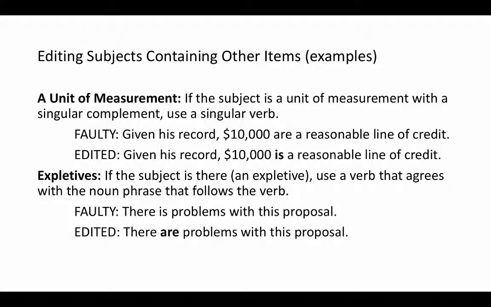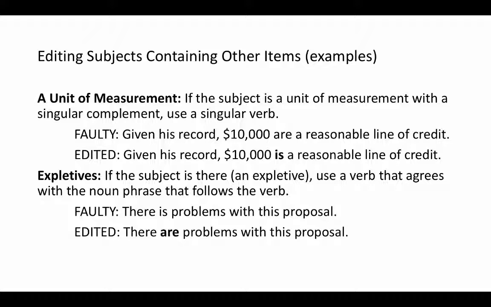Sometimes we're dealing with units of measurement. If the subject is a unit of measurement with a singular complement, use a singular verb. So, given his record, $10,000 are a reasonable line of credit. We need to think of that money, that unit, as one thing, not as many things. We're not talking about the individual dollars, we're talking about the whole sum. Given his record, $10,000 is a reasonable line of credit.